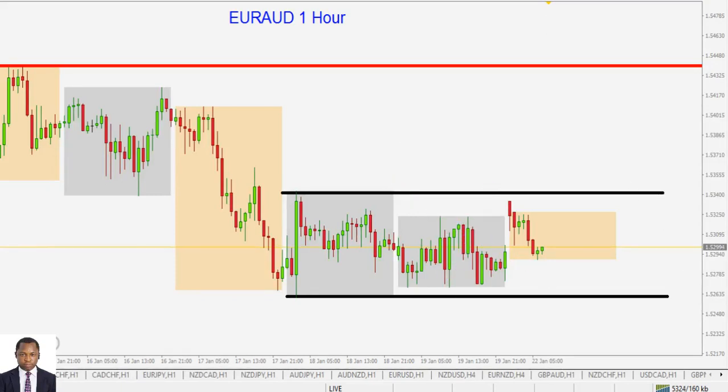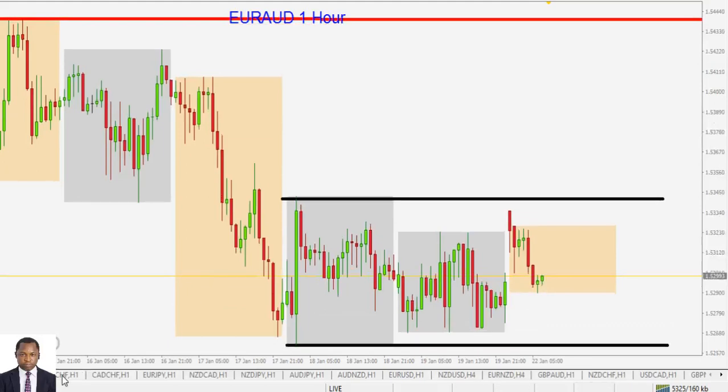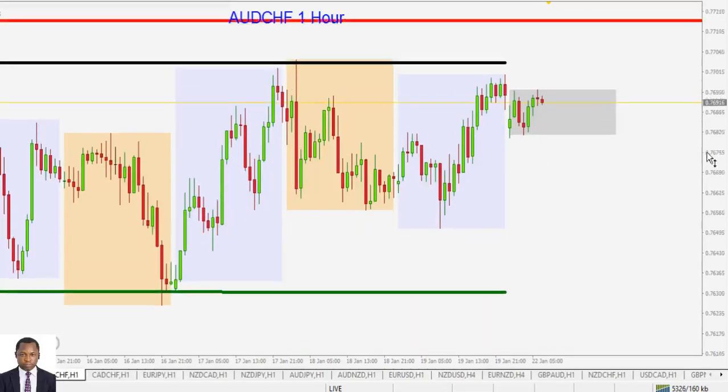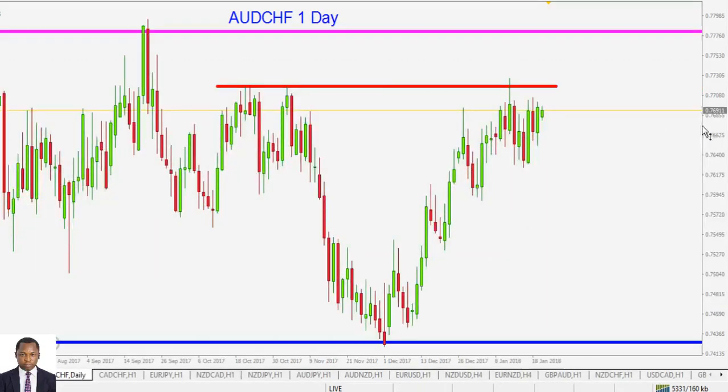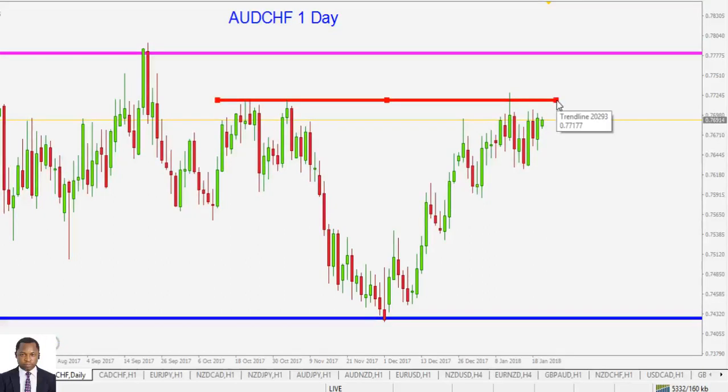All right, next one, the Australian dollar against the Swiss franc. Compress this chart a bit. You can see again sideways price action, sideways price action. Difficult market condition for forex traders. Let's see the daily time frame. Price is trading around a heavy level of resistance, so you should not be going long against that area of resistance.